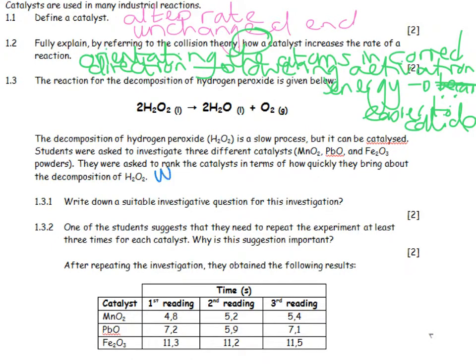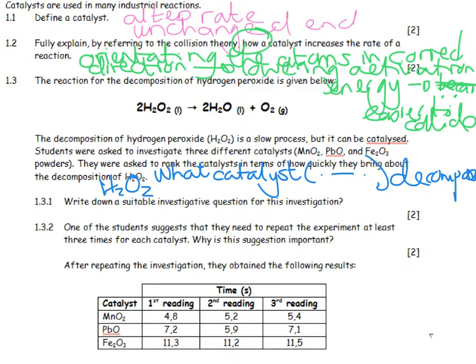So I went with "what catalyst", and then I put the 3 in brackets, "decomposes hydrogen peroxide fastest and slowest". And by saying that, I have also considered which one must be in the middle. There are other ways of doing it, but you do have to have considered all of those things when you were deciding on your investigative question.